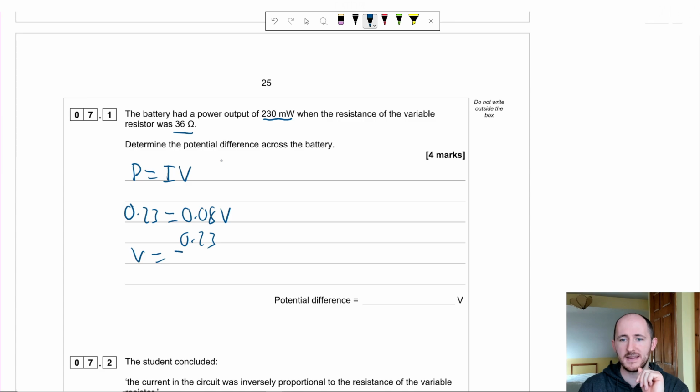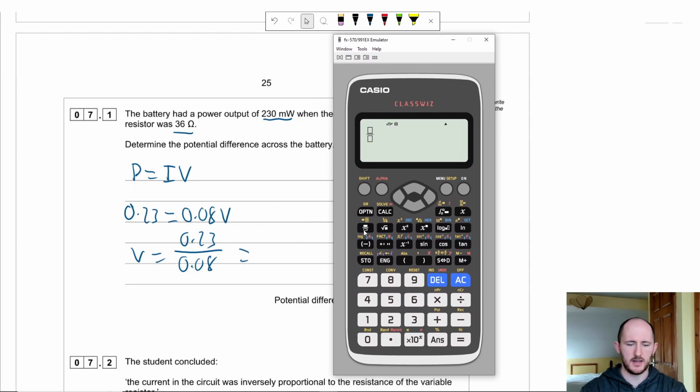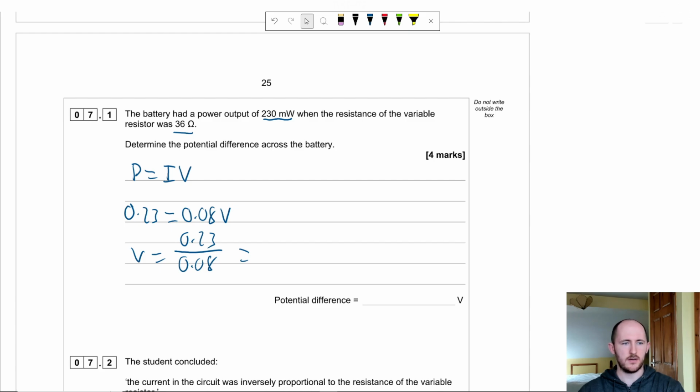There are other ways to do this, so you can sub in and get equations like P equals I squared R, things along those lines. But I like to keep things simple. They've given us a graph, so there must be some use for it. And in this case, the use is to do this. So 2.875 volts. Again, for 4 marks, I really like that. I think that's a good question.